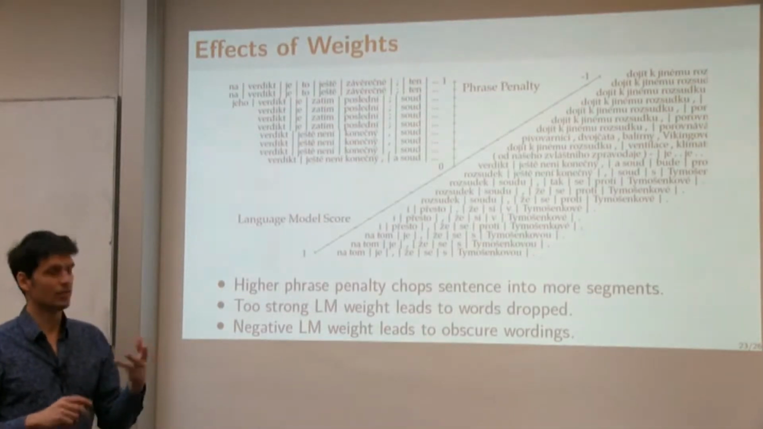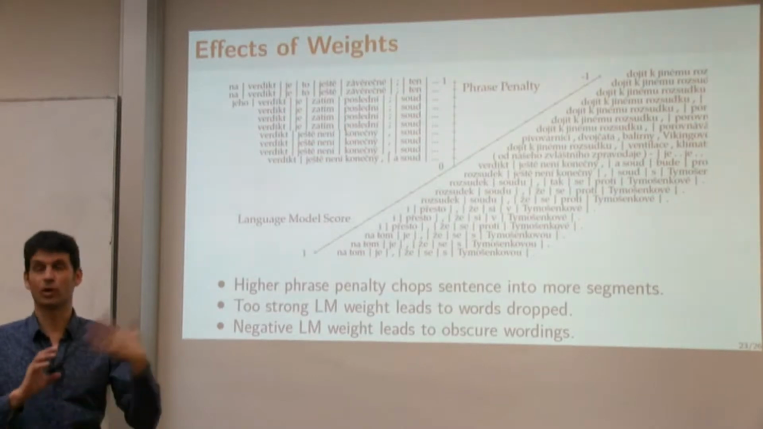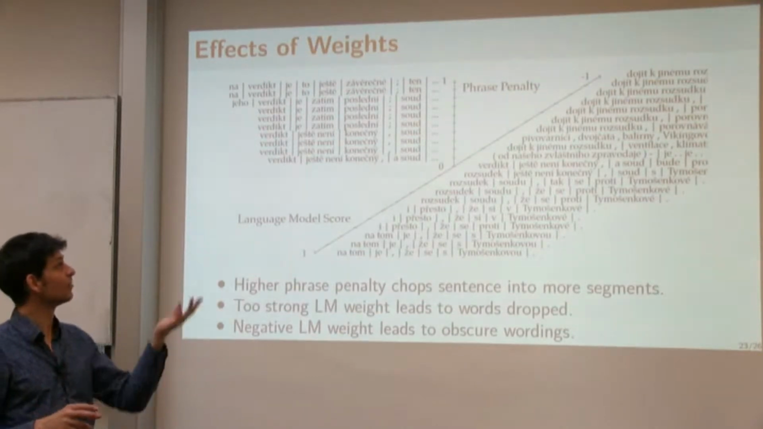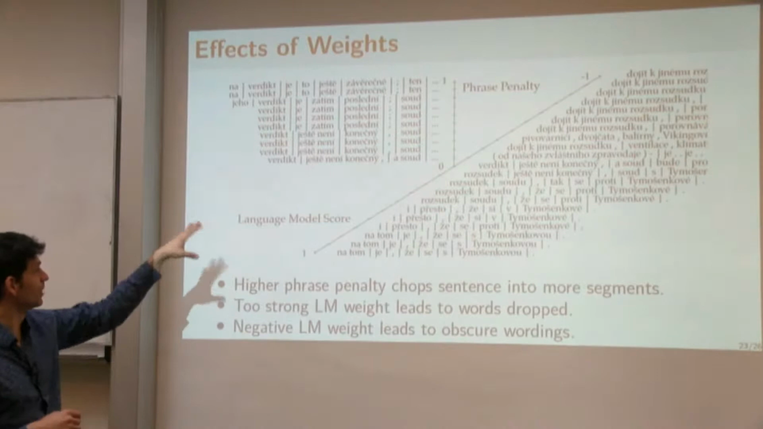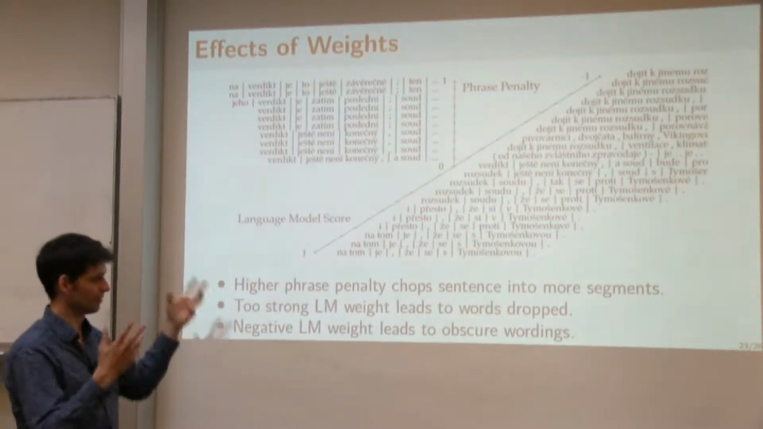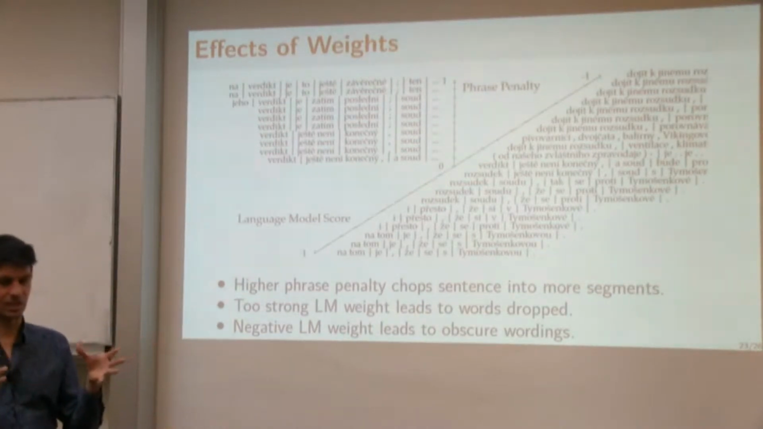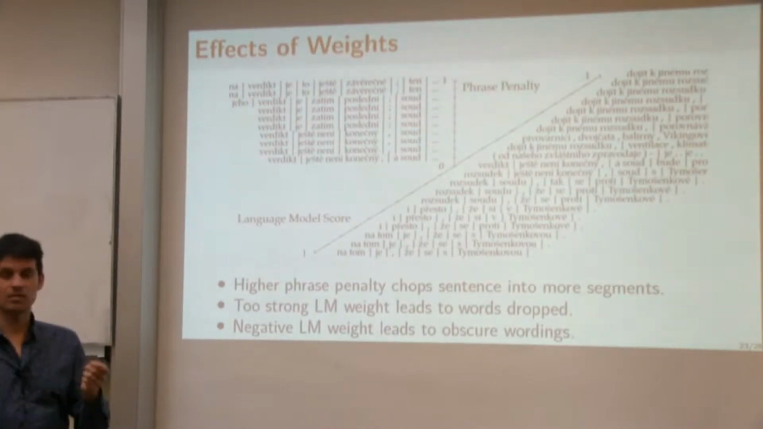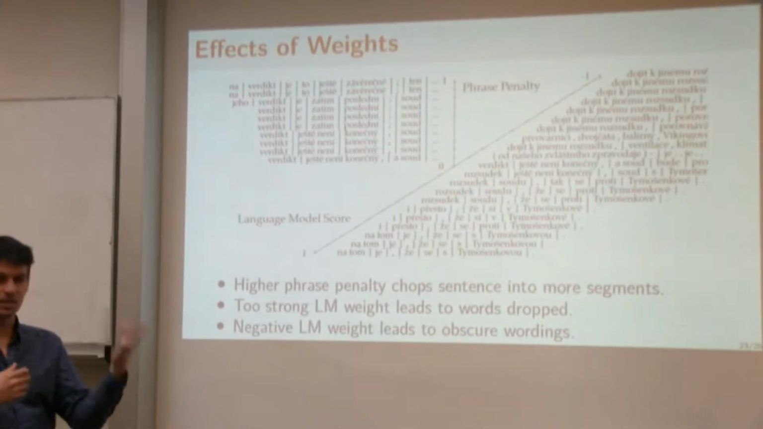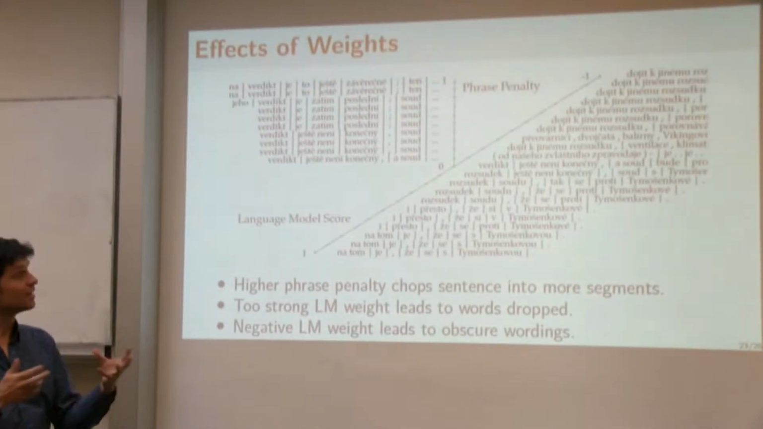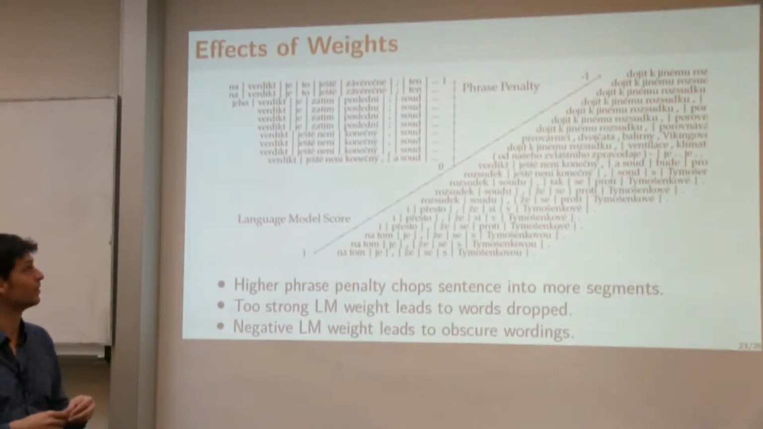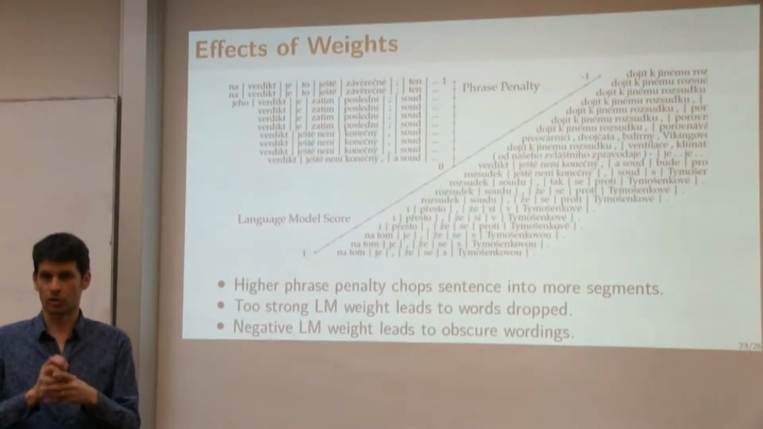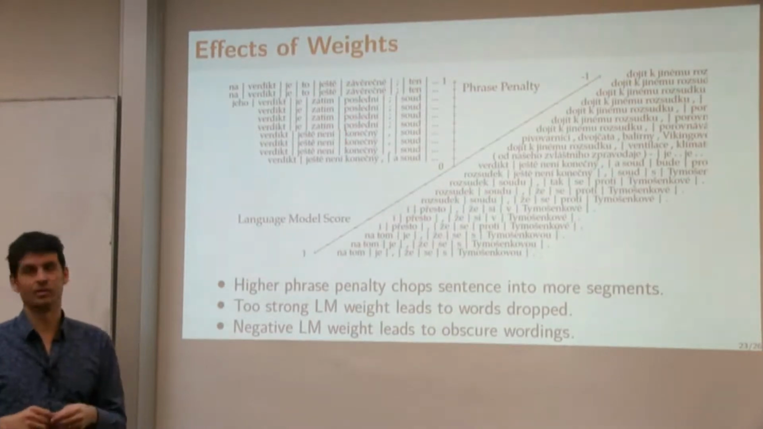So if your test data matches very well your training data, then the phrase bonus can be pretty low. The phrase penalty, in other words, can be pretty high. So it's good to use long phrases if there is the good match. If there is the bad match between the test data and the training data, then it would probably be better to use shorter phrases and translate individual words.